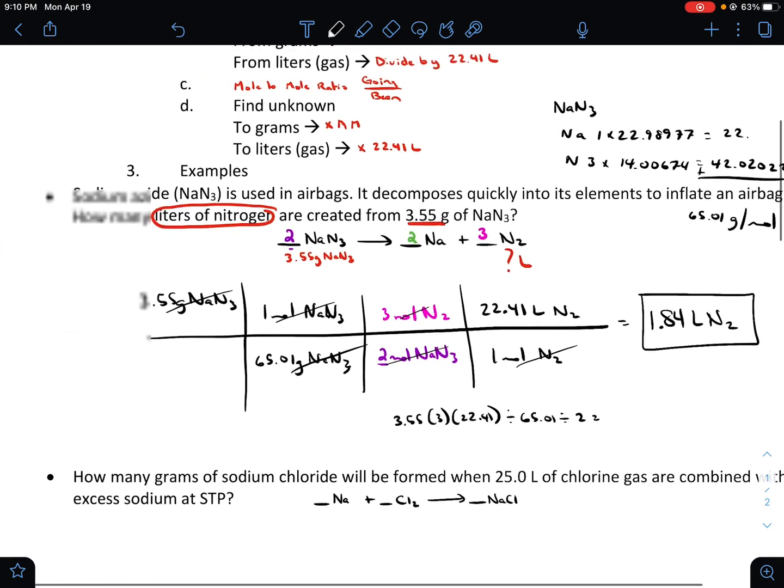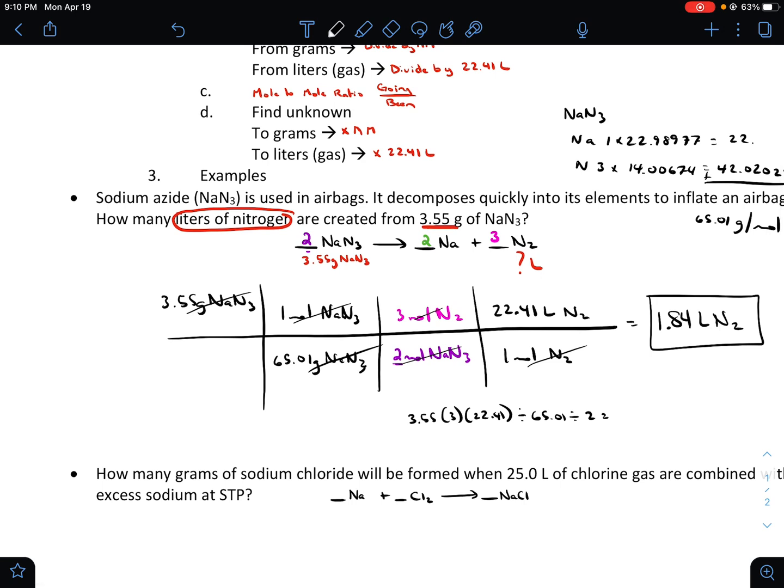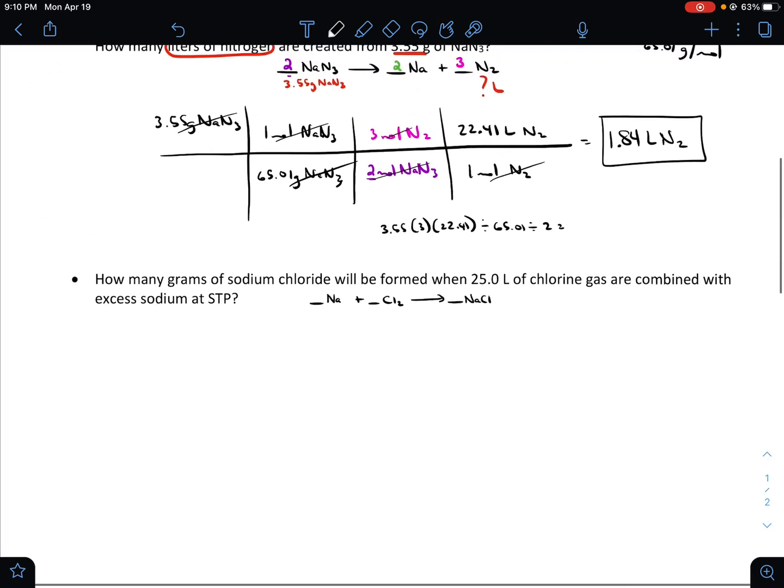1.84 liters of N2. Now, let's make sure that makes sense to us. We started with 3 grams. Would it make sense to make almost a 2-liter bottle? That seems like a lot, but it's actually a pretty good amount, and that would be correct. So awesome. Okay, let's look to the next one then.